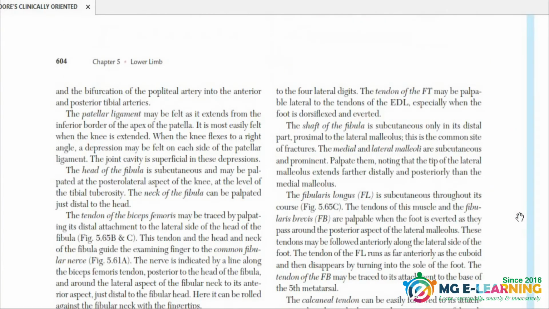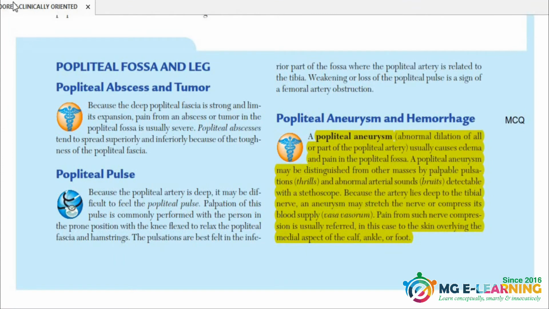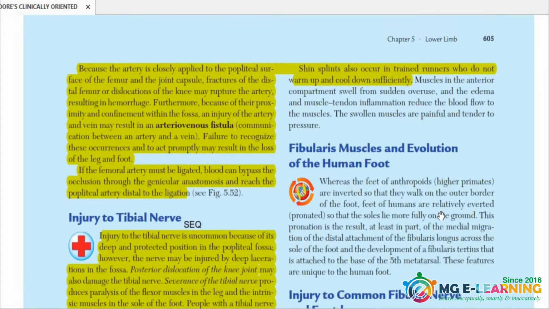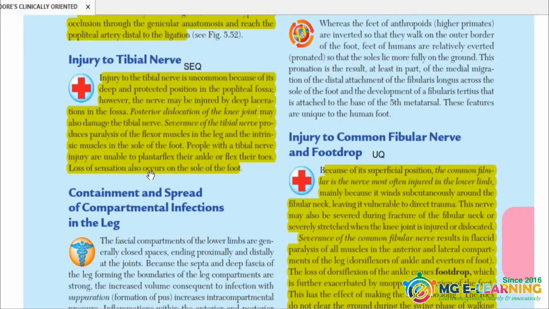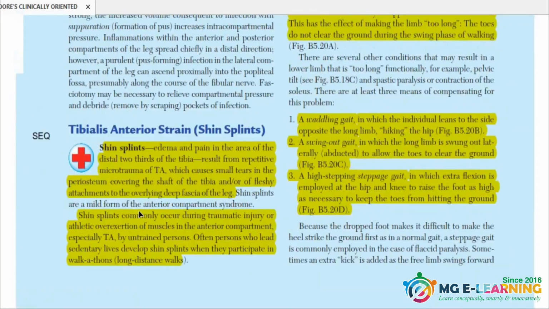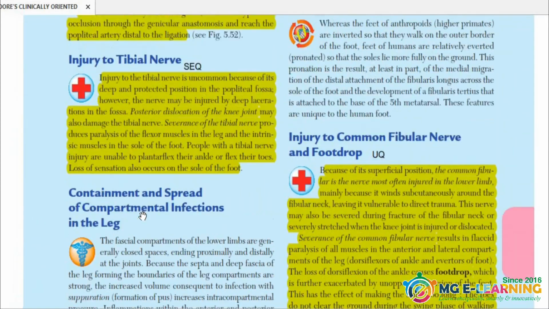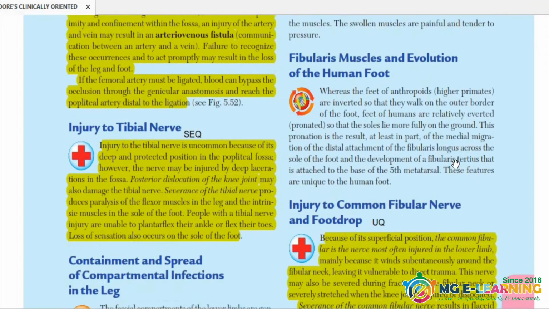And now we move on to the clinical box. Now popliteal aneurysm and hemorrhage, it is important for MCQ point of view. And injury to tibial nerve, it is important for SCQ point of view. Shin splint, it is also very important from the clinical point of view. And next one is the foot drop, it is very important for UQ and clinical point of view.